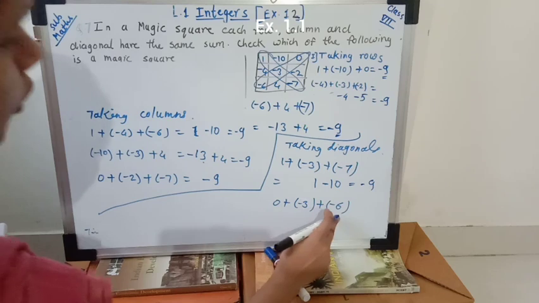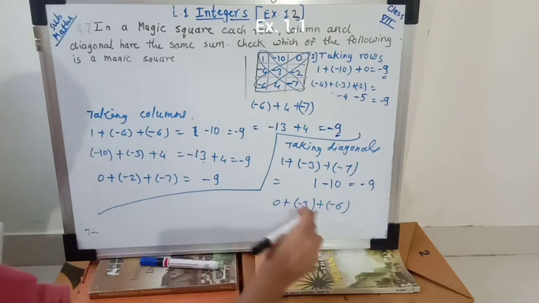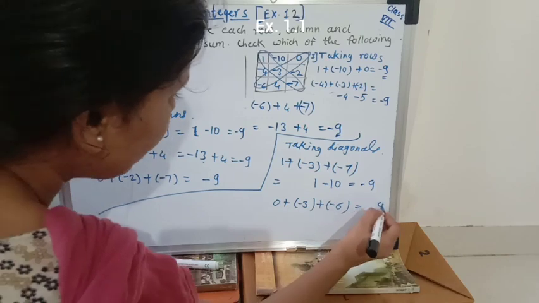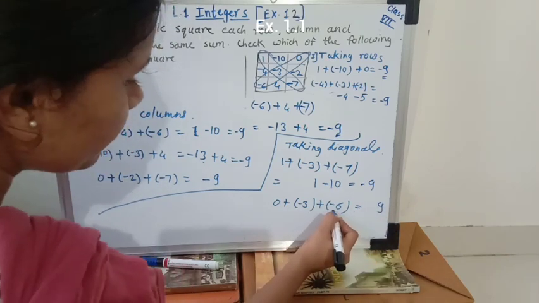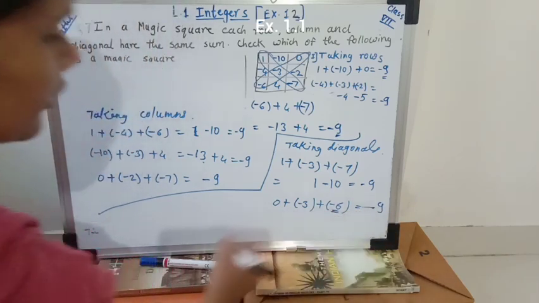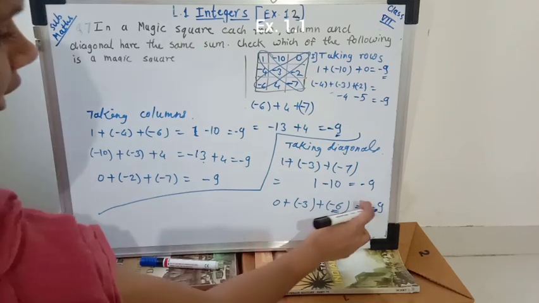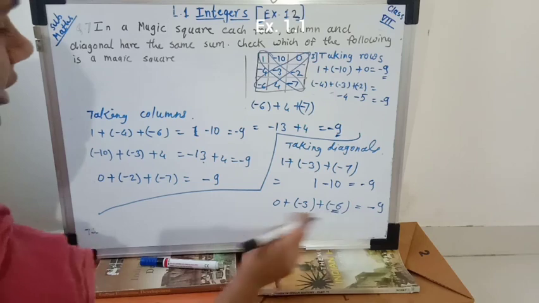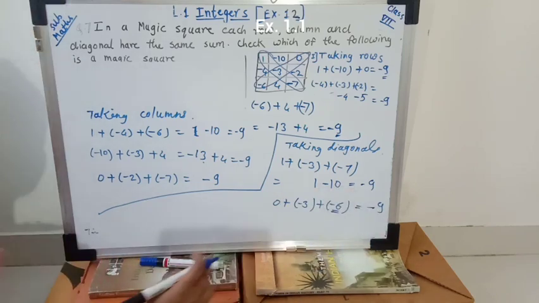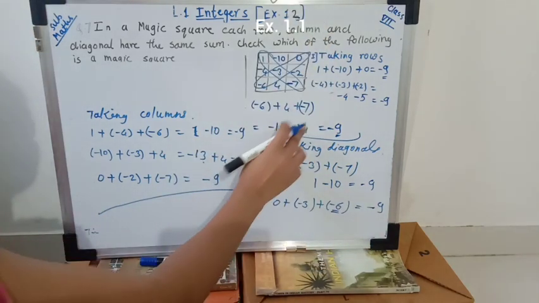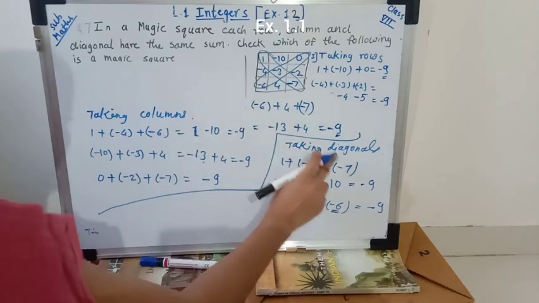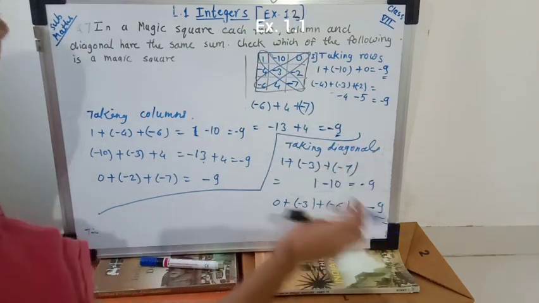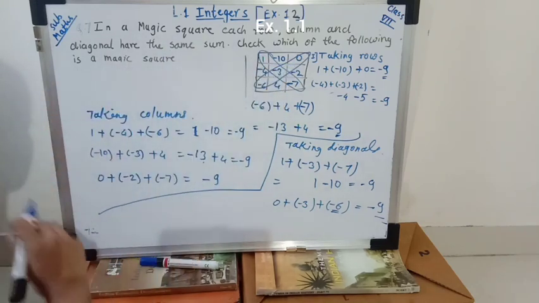Now here two negative numbers are there, which means we have to do the addition of two negative numbers. 3 plus 6 is equal to 9 and give the sign of the bigger number. 6 is the bigger number, so we will give the sign of 6, that is minus, and we got the answer minus 9. If we add minus 9 with 0, we get the same answer. So here we got the addition of rows, columns and diagonals, that is minus 9. Here all the answers are equal, so we can say this is a magic square.